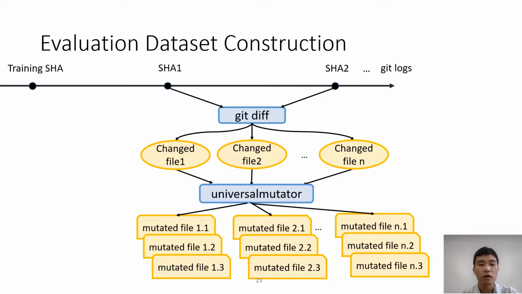After running Universal Mutator, we'll have a bunch of pairs of mutants and the commits where they are generated from. For example, each mutated file shown in this figure and the commit SHA2 will form a pair of mutant and commit. We then run all tests on each pair of mutant and commit to collect tests that can fail. We use the resulting set of code changes and test failures as our evaluation dataset.